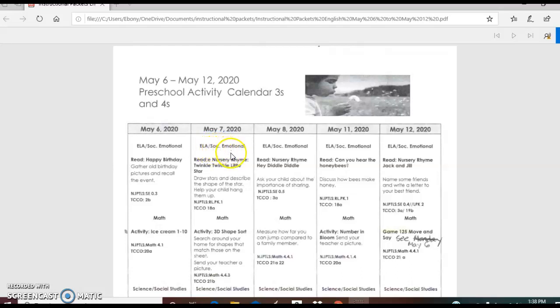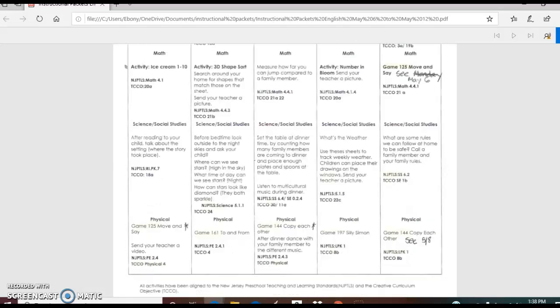ELA, Social Emotional. You are going to read the Twinkle Twinkle Little Star nursery rhyme. Miss Tiana made a video of the rhyme on our YouTube channel last week, so you could just have the child go look at that video and say the rhyme with you. After the child says the rhyme, you can have them draw stars and describe the shape of the star. Help your child hang them up. So you just help draw stars, talk about the shape, and hang them up around the house.